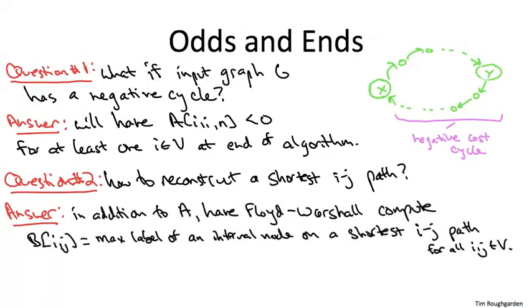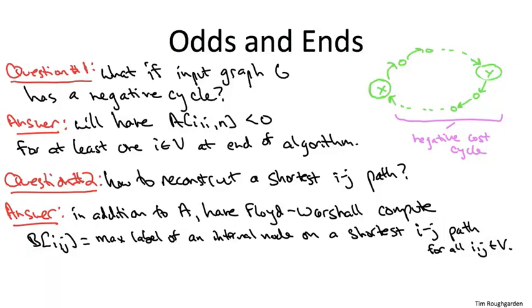So I'm going to call this additional information a two-dimensional array, capital B. This is indexed just by the choice of the origin and the choice of the destination. And again, the semantics is we want the ij entry of this array to be the max label of any internal node on a shortest ij path. So two things we have to understand.